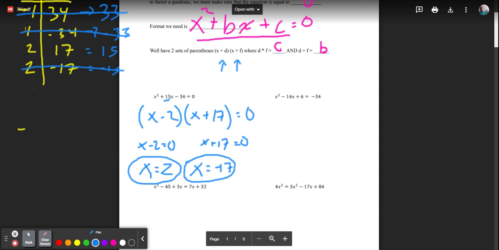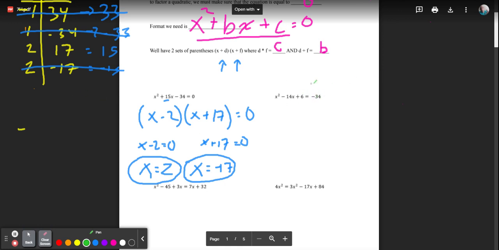All right, if we were to plug this into our calculator, plug 2 in for x, this equation would end up being equal to 0. If we plug negative 17 in for x, the equation would also equal 0. Okay, so again, with a quadratic, there's two possible answer choices for x, which is why we just can't get x by itself.